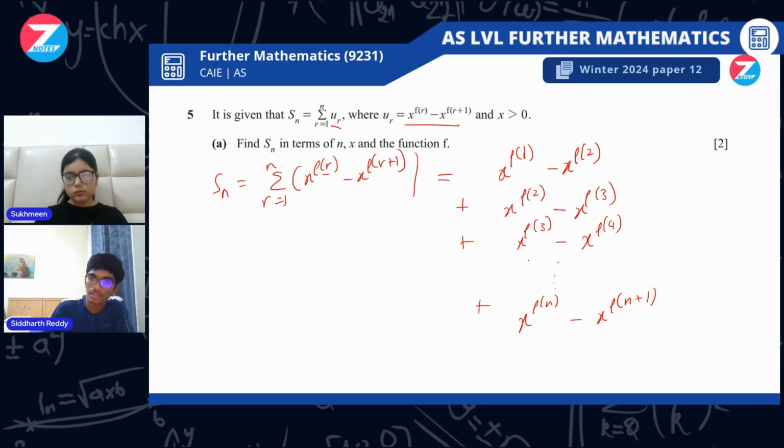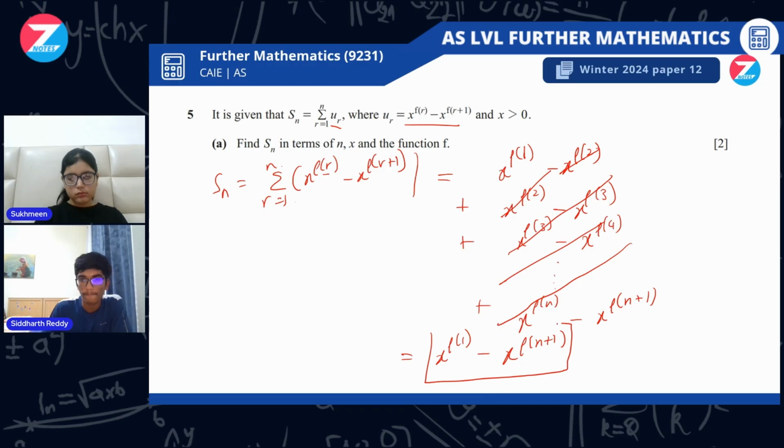So just note this thing. This minus x to the power f of 2 and plus x to the power f of 2 will cancel. Similarly, this minus x to the power f of 3 plus x to the power f of 3 will cancel. So it keeps on cancelling like that until we are left with x to the power f of 1 minus x to the power f of n plus 1. That's the answer.